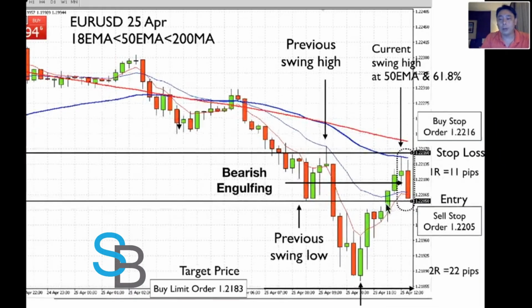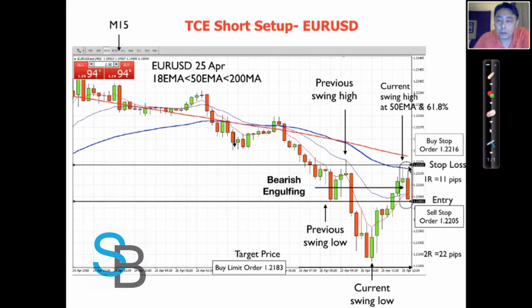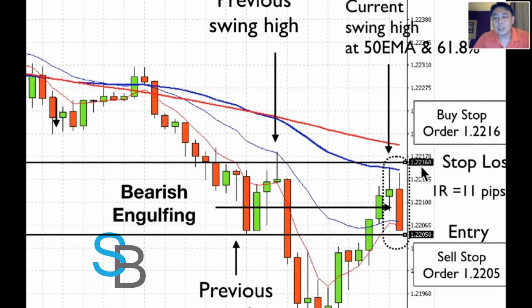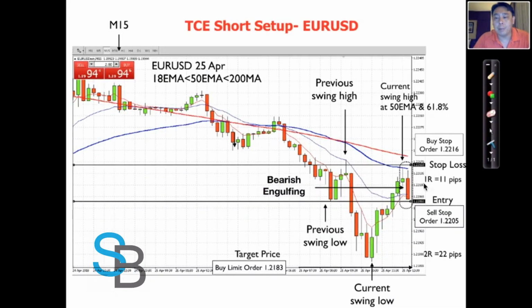So again, sell order right below the low of the bearish candle, 2205. Stop loss right above the high of the bearish engulfing pattern, or right above the current swing high. So that'll be at 2216. So 2216 to 2205, that is 11 pips. So that is our 1R distance. So again, we're risking 1R to make 2R, for example, or again 1.5R is fine as well. So we're going for 2R, in this case 22 pips.